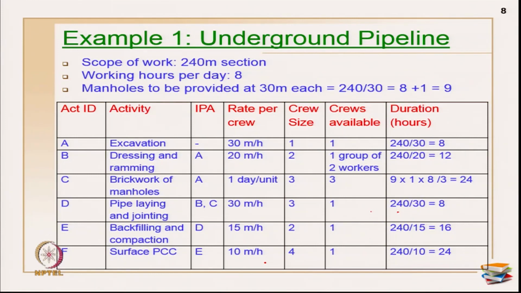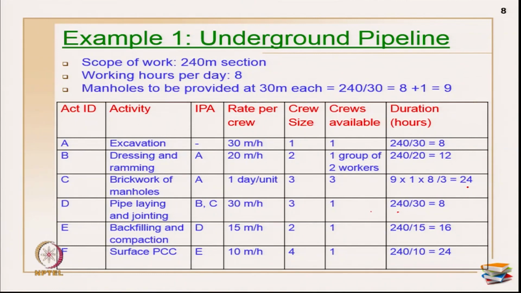Now, for the second activity, dressing and ramming, it is 20 meters per hour, and there were 2 workers available in 1 group, and only 1 group was available at that time. So, 1 group of 2 workers, so it is primarily 240 by 20, which is actually equal to 12 hours is the duration calculation. So, similarly, all the durations for all the activities were calculated in that way.